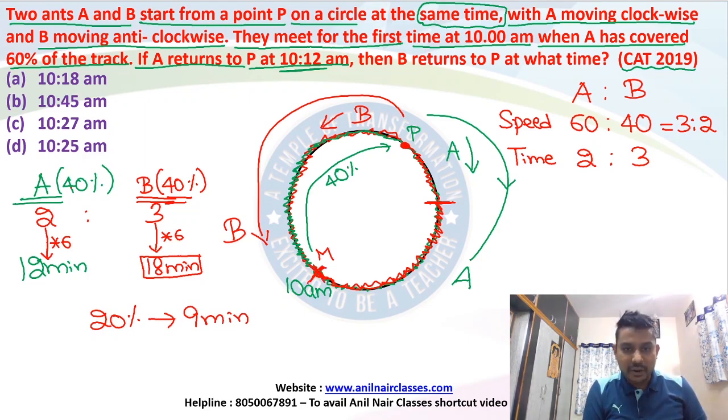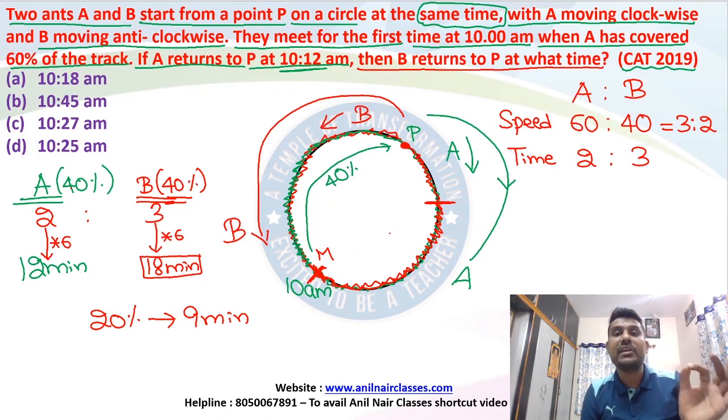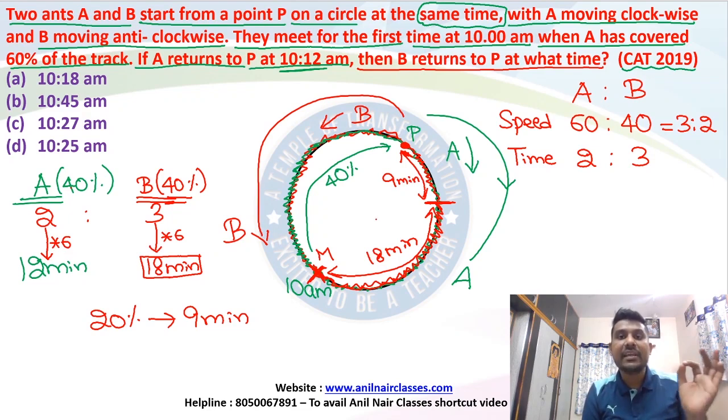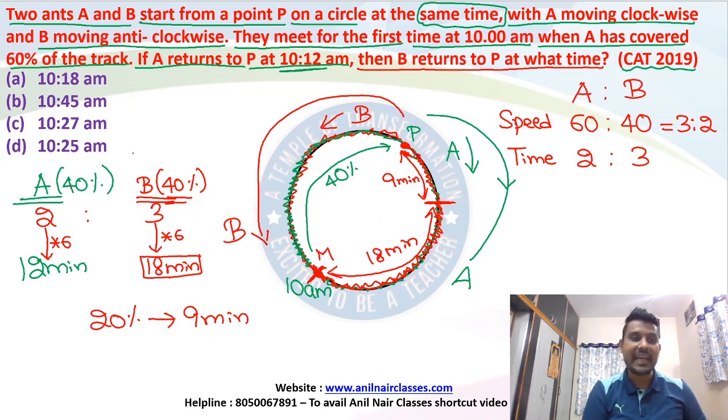That means from 10 o'clock, what is your question? B will come back to P at what time? From 10 o'clock, B is totally covering 60% if it had to come to P. So, 40% of the distance from here to here, it is taking 18 minutes, and the remaining 20%, it is taking 9 minutes. So, totally to cover 60% from 10 o'clock, it is taking 18 plus 9, 27 minutes. From 10 o'clock, if it takes 27 minutes, B will reach point P exactly at 10:27 a.m., which is option C.